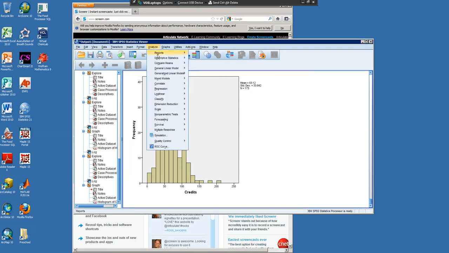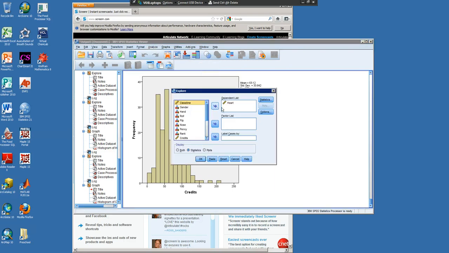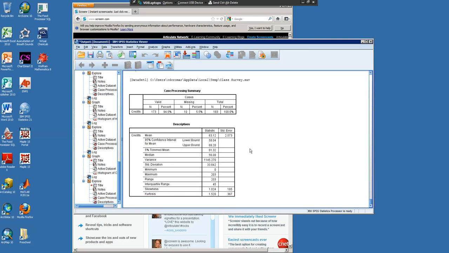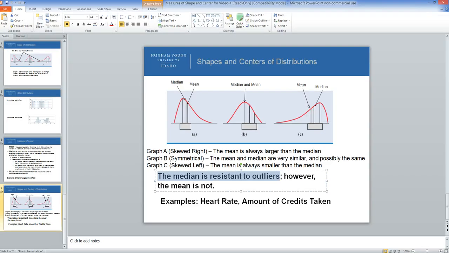Well, we can check that by doing Descriptive Statistics and Explore. And then I'm going to pull the heart rate data out, pull in the credit data, and click on OK. And what you'll see here confirms that the mean is larger than the median due to it being a right skewed distribution. And that concludes our discussion of comparing the mean and the median with the center of a quantitative distribution.